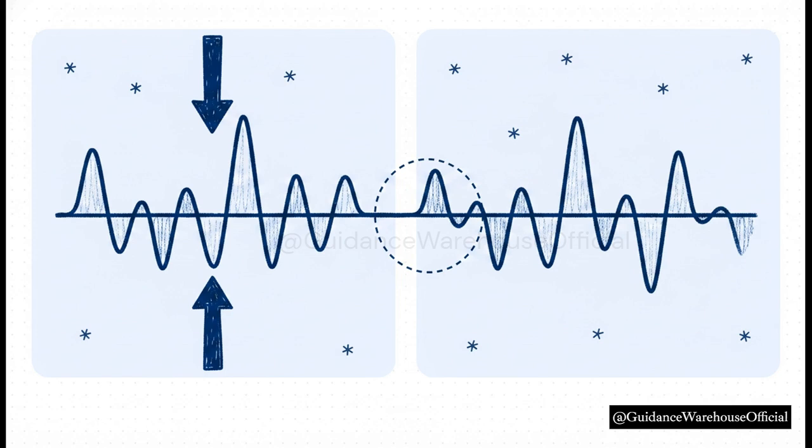The absolute maximum is the single highest y-coordinate on the entire domain of the function. Period. Nothing goes higher. The absolute minimum is the absolute lowest y-coordinate on the entire domain. So while a local maximum just has to be taller than the points right next to it, an absolute maximum has to be taller than or equal to every single point on the entire graph.